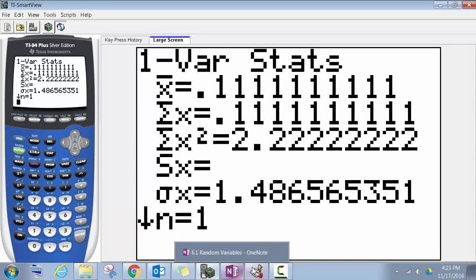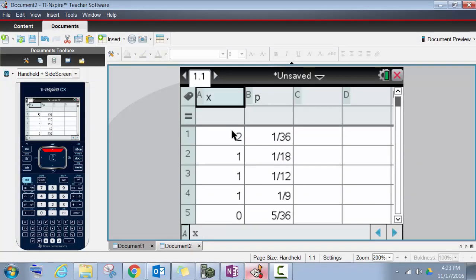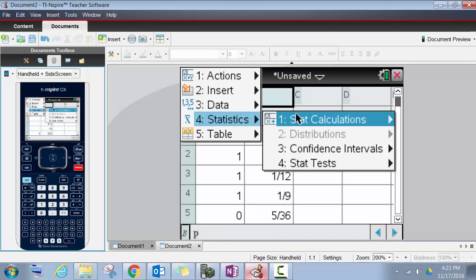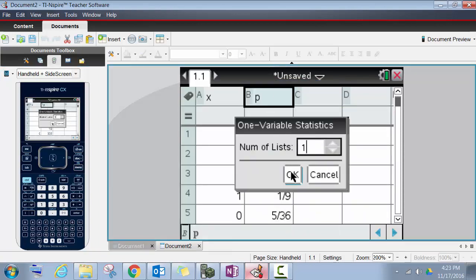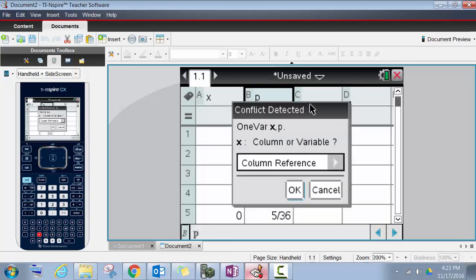So, on the Inspire, same thing. I put in my X values and my probability, need to label them. And then statistics, stat calculations, one variable statistics, number list, 1, even though there's 2. And our X list is X, and our frequency list is our probability list, so P. The first result column just tells us where we're going to put them. Column C, it's empty, so that's fine. Hit enter.